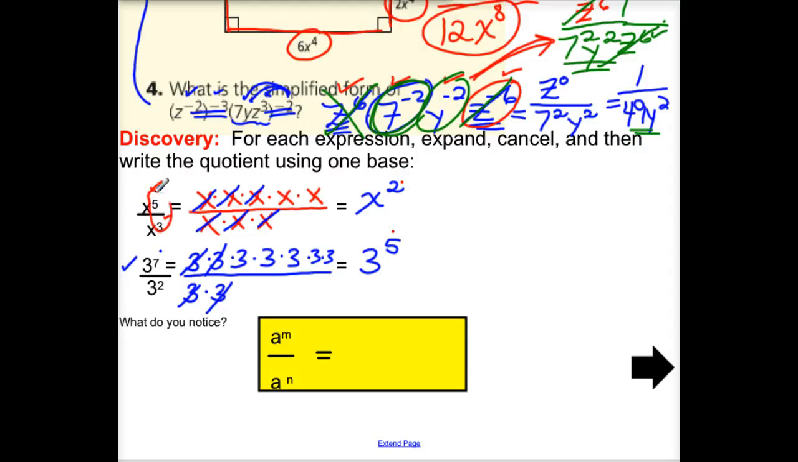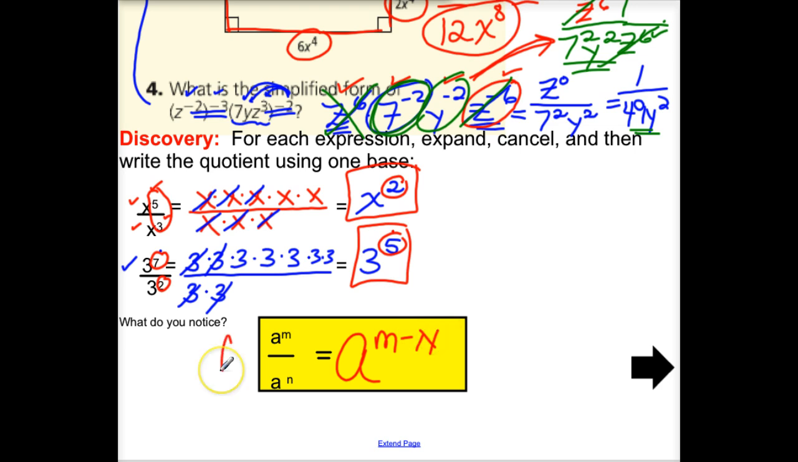And you'll notice again the link. Basically, 3 of these wipe out 3 of those, leaving 2 up on top. 2 of these 3's wipe out 2 of these, leaving 5 up on top. So the property actually says, you can guess, that we subtract the exponents. However, this is the one I actually use the least. I like to picture canceling. I just think it's kind of easy.